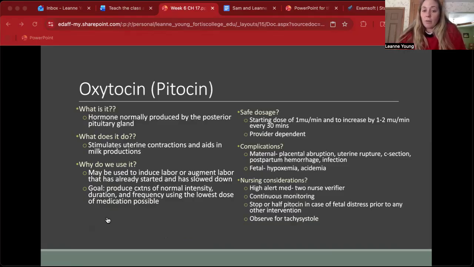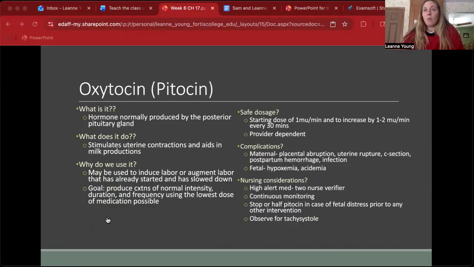If she's had a uterine rupture, if she's a C-section patient, she's having a postpartum hemorrhage, or if she has an infection. Okay. For babies, if the baby is already showing signs of fetal respiratory distress, we're not going to give oxytocin.